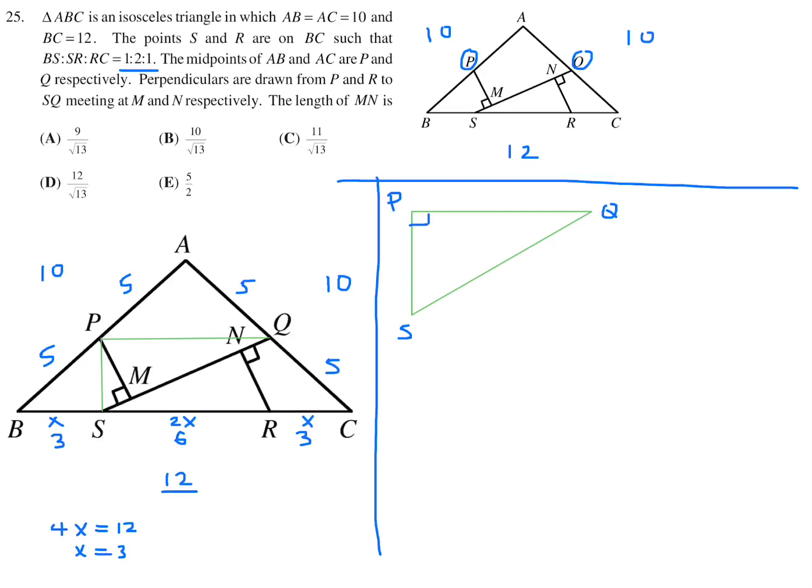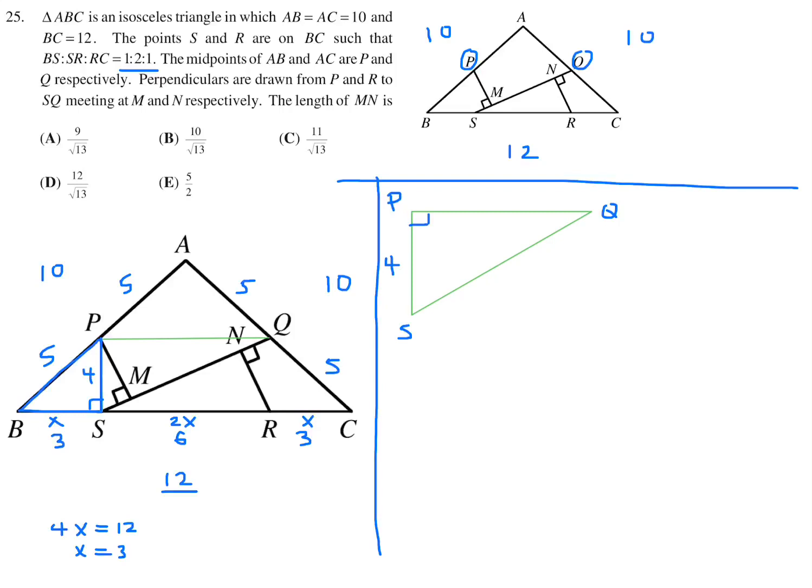Well, I hope you figured out the length of PS. What is it? From here to here is 3, and from here to here is 5. And therefore, this is a 3, 4, 5 triangle, right? You can prove that with Pythagoras, pretty simple, but 3, 4, 5 triangles are a very common Pythagorean relationship. So that means PS is 4.